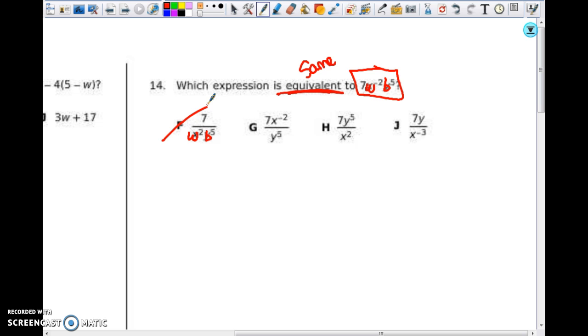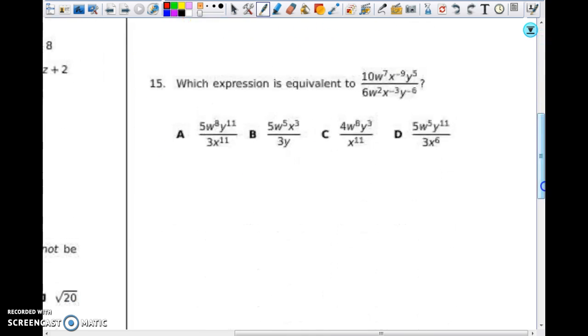So it's still matching, but you just got to be careful what letters you're matching. You're no longer matching a graph. Now you're matching a value. This is what you're doing for 14, 15, and 16. So I'll show you number 15. Again, which expression is equivalent?